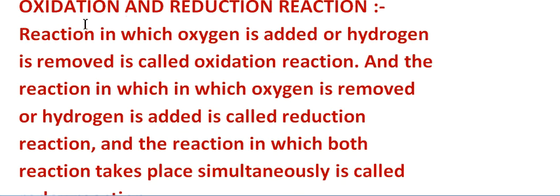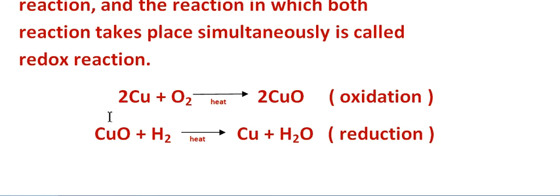Oxidation reactions are such reactions in which oxygen is added or hydrogen is removed. Such a reaction is called oxidation reaction. And a reaction in which oxygen is removed or hydrogen is added is known as reduction reaction. And when both the reactions, oxidation and reduction, take place simultaneously, such a reaction is known as redox reaction.